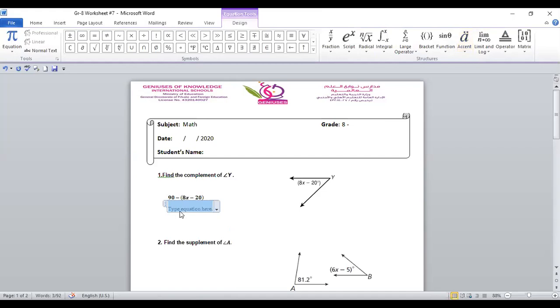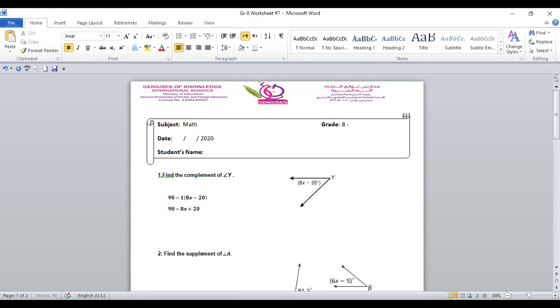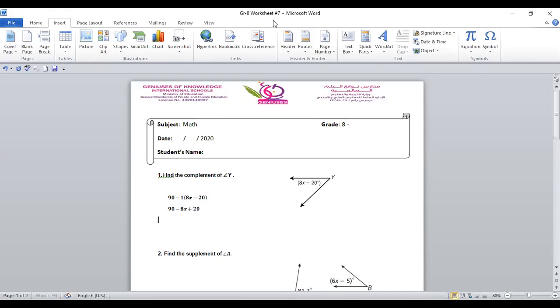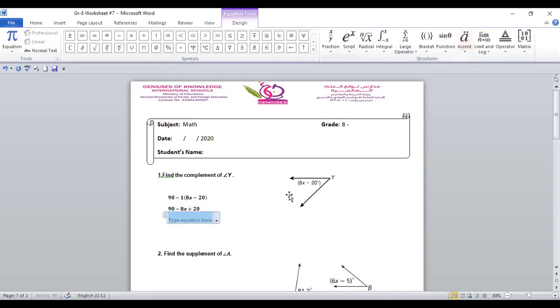Let's solve this. So this is going to be 90 minus 8x, remove the parentheses. So minus 20 will become plus 20. How did it change to plus 20? You know that there is always an invisible 1 in front of this. So negative 1 times negative 20 will give you a positive 20, right? This is how we got a positive 20. So now to the next step, just solve it.